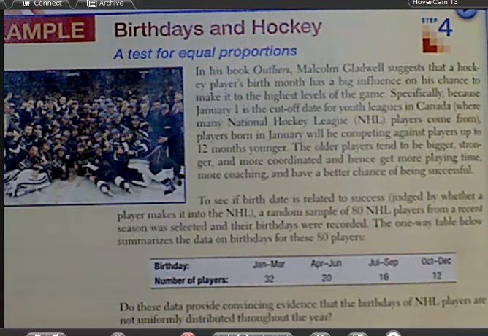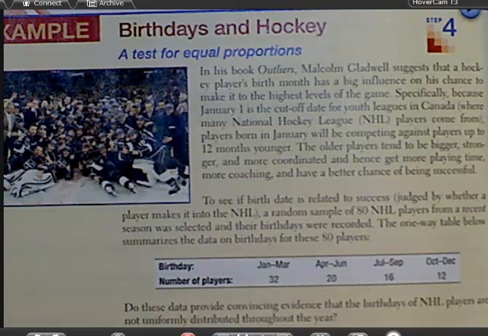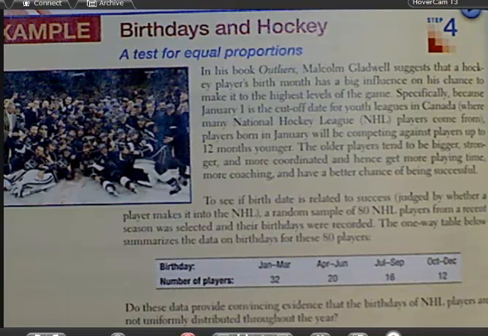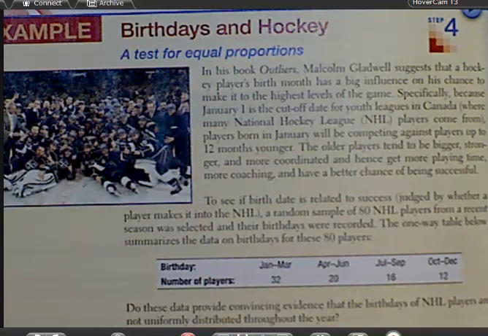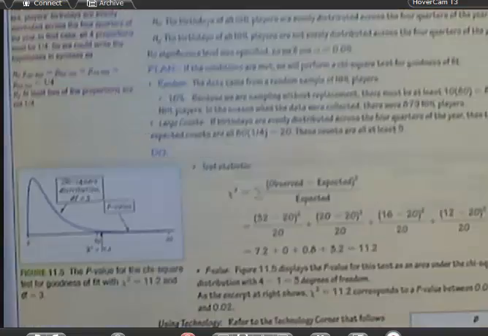Do these data provide convincing evidence that birth dates of NHL players are not uniformly distributed throughout the year? Whenever it's asked if there's convincing evidence, that means we're going to run a goodness of fit test. So here's the test, and I want to point out some important things to you.